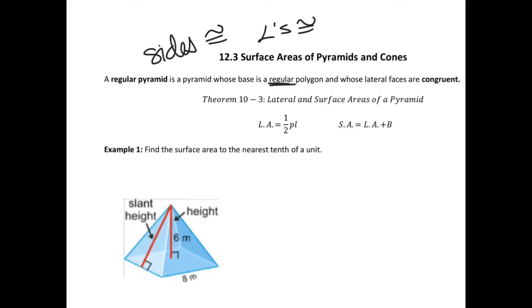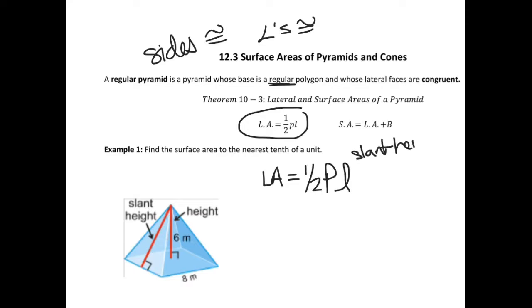So the first thing that we need to do is talk about the formulas. Lateral area of a pyramid equals 1/2 times P, which stands for the perimeter of the base, times L, which stands for slant height. And then the surface area is the lateral area plus one base, because there's only one base.